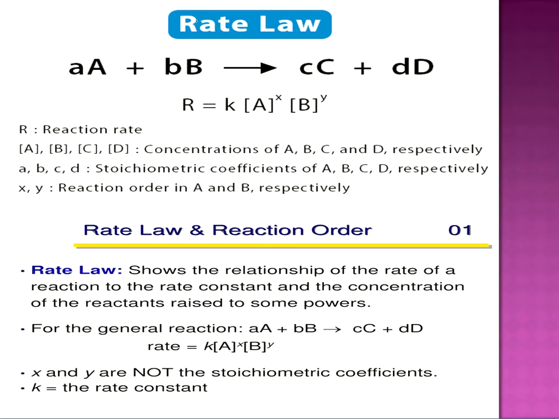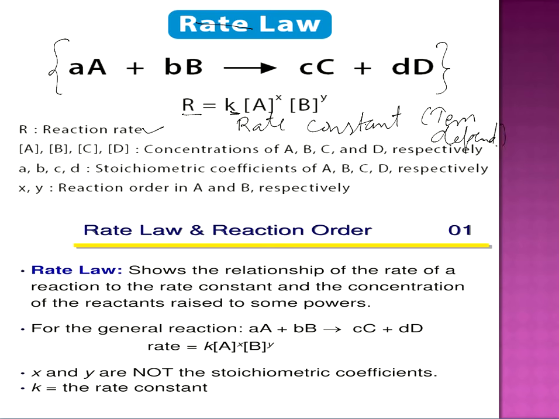Rate law is the important part. For this we have taken this reaction. Okay, so R is the reaction rate, K is the rate constant. This is temperature dependent, and A and B are the reactant concentrations. We have used the square brackets to show the concentration, and small a, b, c, d are the stoichiometric coefficients.